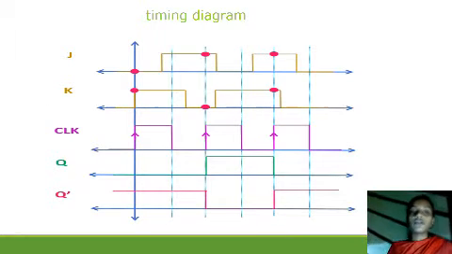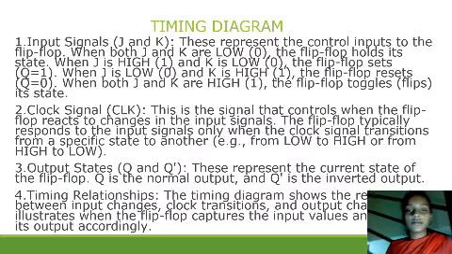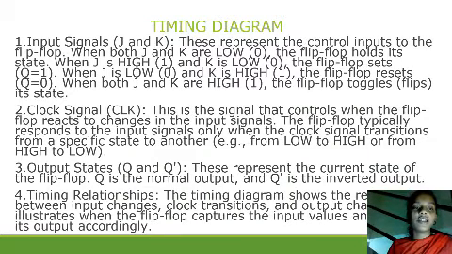Next, we are moving to the timing diagram. Here is the timing diagram, and I am explaining this in the next slide. Here is the timing diagram explanation. Input signals J and K represent the control inputs to the flip-flop. When both J and K are low, the flip-flop holds its state. When J is high and K is low, the flip-flop sets, Q equals 1. When J is low and K is high, the flip-flop resets, Q equals 0. When both J equals 1 and K equals 1, the flip-flop toggles its state.